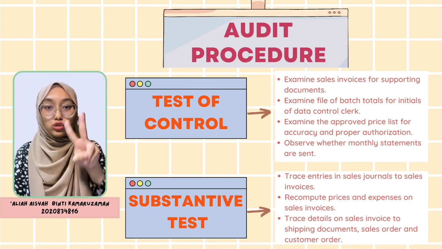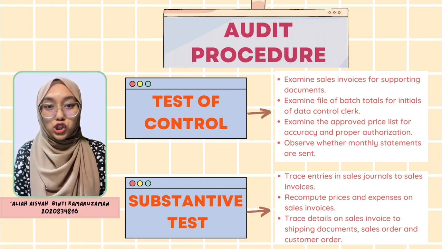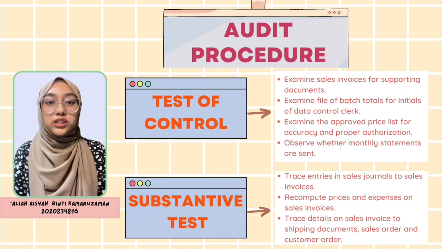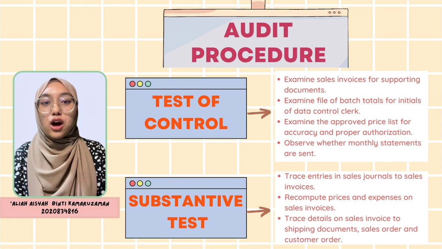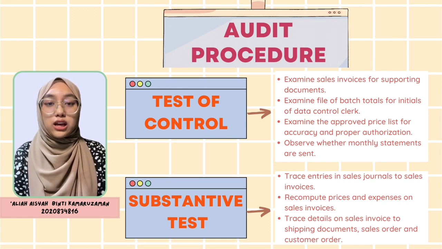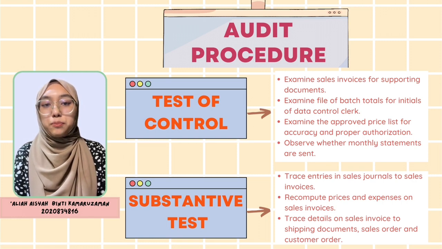It is divided into two, which are the test of control and the substantive test. There are a few tests of control, which are examine sales invoices for supporting documents, examine file of batch totals for initials of data control code, examine the approved price list for accuracy and proper authorization, and the last one, observe whether monthly statements are sent.